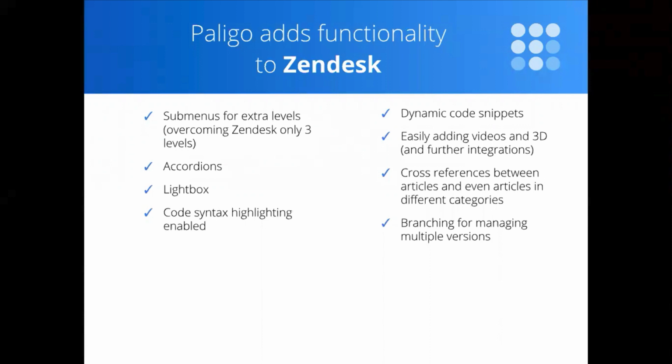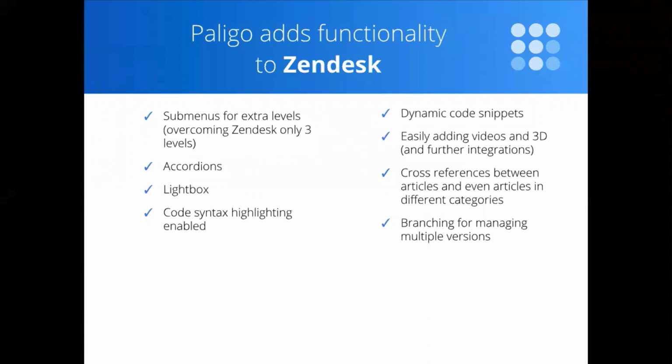So you can put code in your Paligo, and when it goes into Zendesk, it'll be highlighted accordingly. Dynamic code snippets. So this is a regular thing for Paligo. Let's say you've got API content or whatever it is, your code. You don't actually have to put the code inside Paligo. You can have the code residing on an external server, and your engineers can update that code, and Paligo will call that code when it's being published, including in Zendesk. That can save you a lot of trouble.